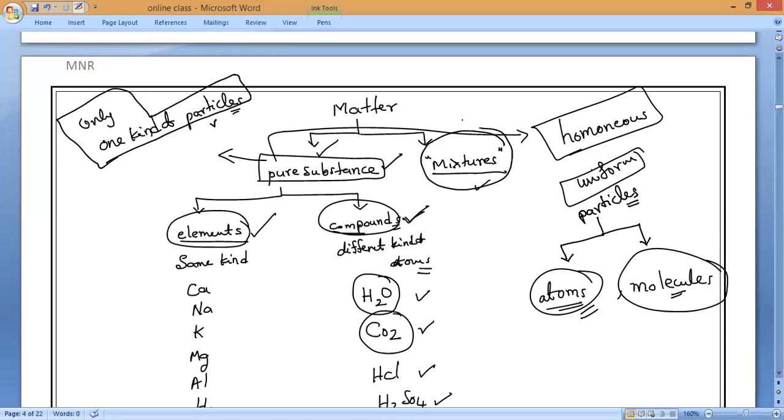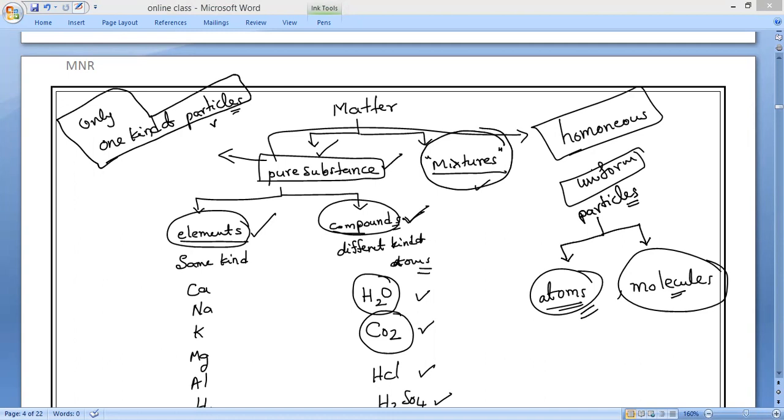Can you form the definition of mixtures? Does it have the same kind of particles or different kinds of particles? Different kinds of particles. Different kinds of particles means different atoms and different molecules are present. That is what we call a mixture. So from that, write the definition.